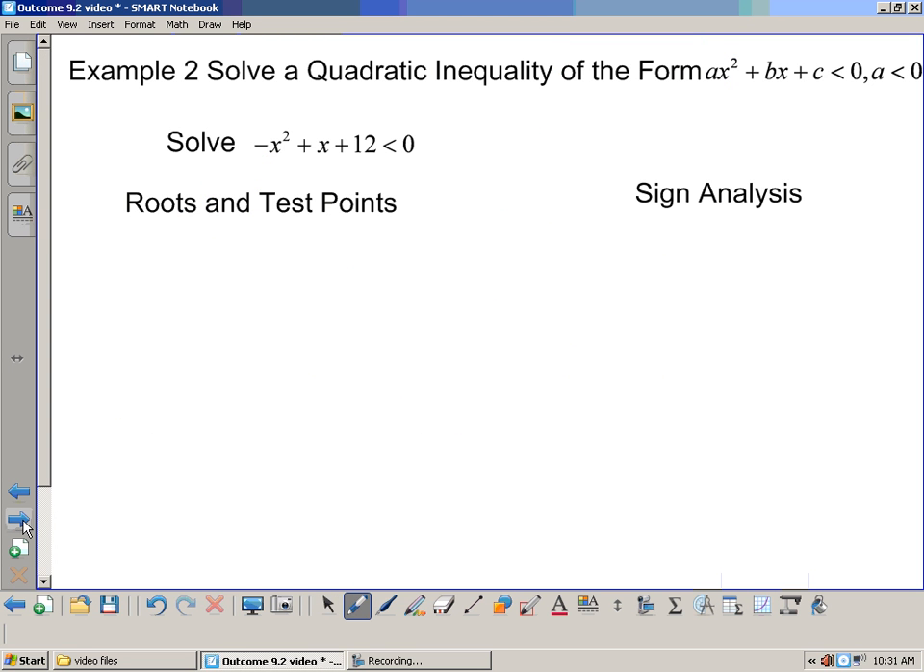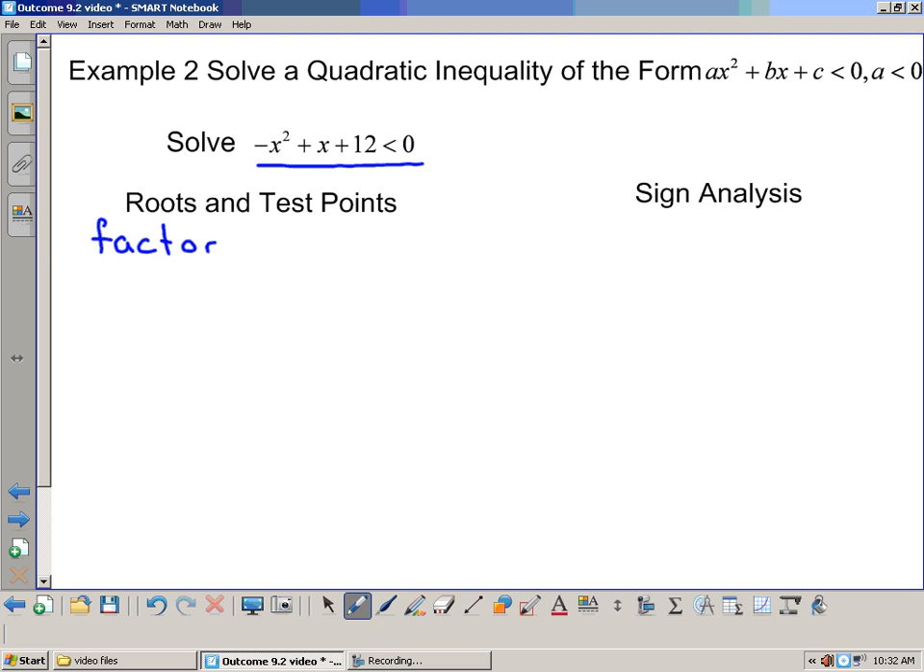Our next example is one where our quadratic equation has to be less than 0. So here's our quadratic equation. We're going to solve it not graphically, but by roots and test points, and then I'm going to show you an alternate method as well. The reason I'm not showing you graphically again on this one is because I want to focus on the algebraic solutions.